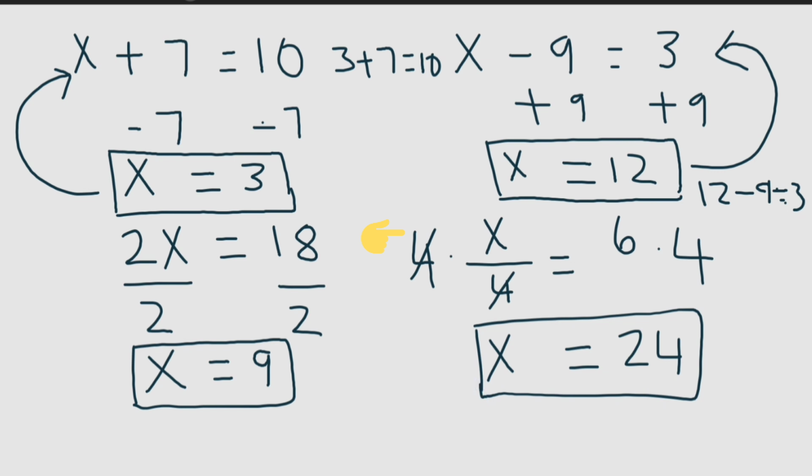Now you can cross-check your answer by substituting the value back into your original equation. Your original equation was x divided by 4 is equal to 6. If I plug in 24 for x, it's going to be 24 divided by 4 is equal to 6, which is indeed correct. So we know that our final answer is absolutely correct.